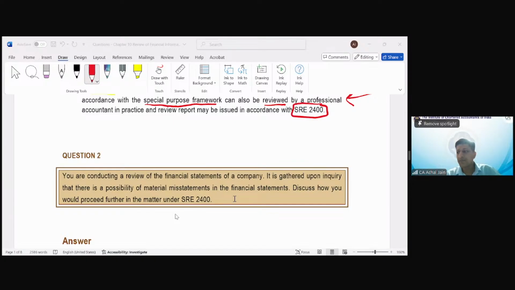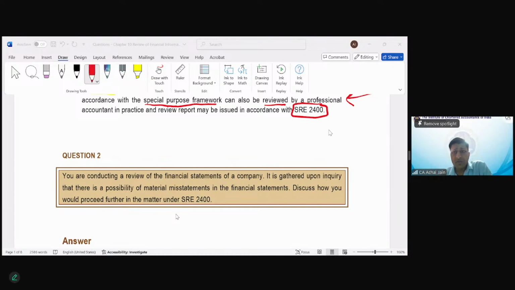Sir, generally in SRE 2400, the auditor will do the inquiry and get the representation. Based on that, he will do the review. But when he finds a material misstatement in the financial statement, he will do the analytical procedure.